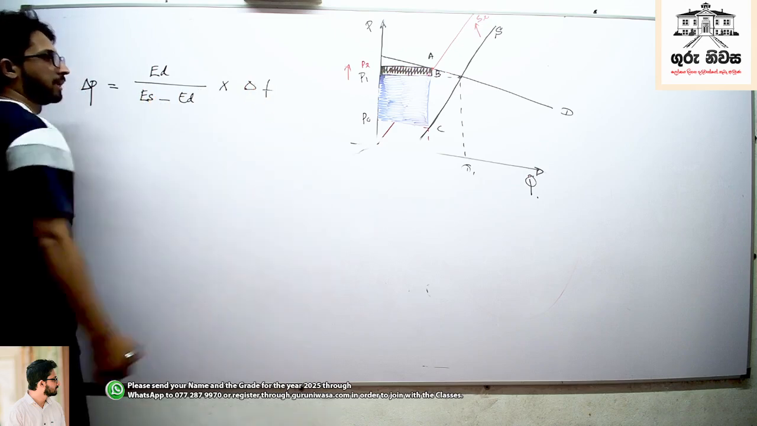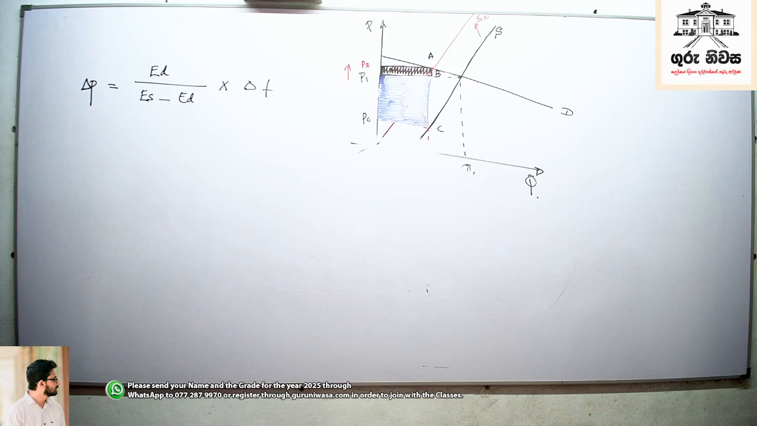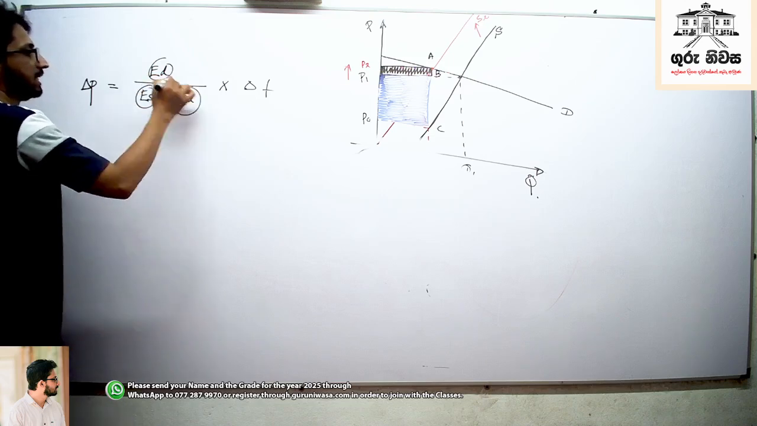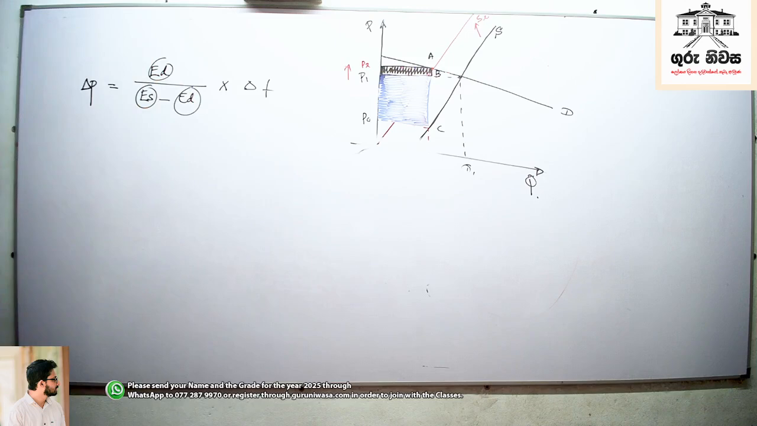Delta T means tax. ED means price elasticity of demand, ES means price elasticity of supply, ED again price elasticity of demand, and delta T means unit tax. If you are given the price elasticity of demand and supply at the equilibrium and the amount of unit tax, you can say by how much the equilibrium price increases using this equation. Remember this one also. It will be helpful.